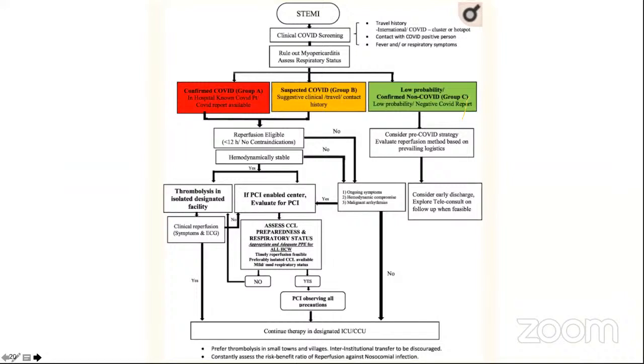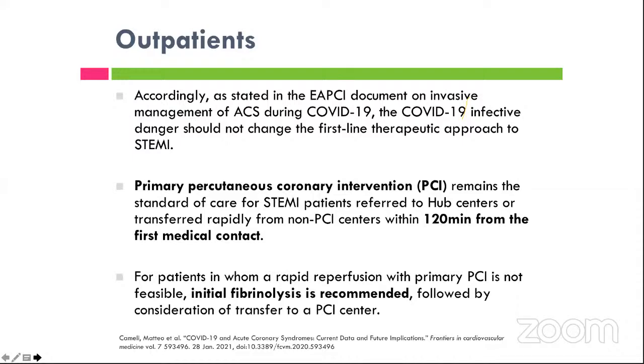For the STEMI patient, this is the Indian protocol, the CSI protocol. They categorize these people into Group A, Group B, and Group C. Group C is somebody with a very low probability of COVID or confirmed non-COVID, and he goes for the standard pre-COVID era protocols. A patient who is suspected or confirmed COVID will go preferably for a reperfusion strategy. If he is hemodynamically unstable, then he goes for an invasive approach. If he goes for fibrinolysis, he is stabilized, and later, once he is COVID negative, he comes for the cath lab procedure.